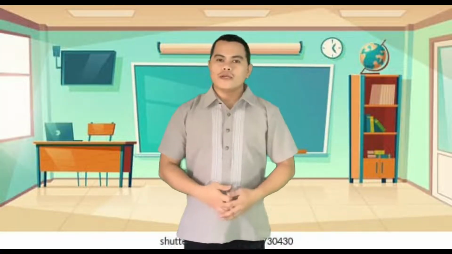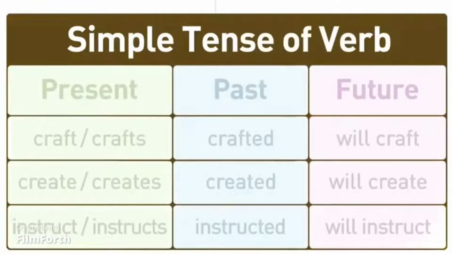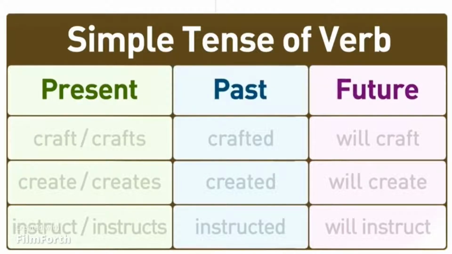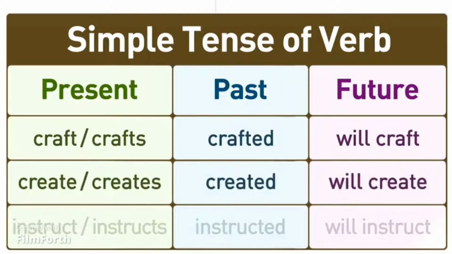Kids, I'm going to present a notebook showing the table with 3 columns. Let's read them together. Simple tense of verb. Present, past, future. Craft, crafts, crafted, will craft. Create, creates, created, will create. Instruct, instructs, instructed, will instruct.